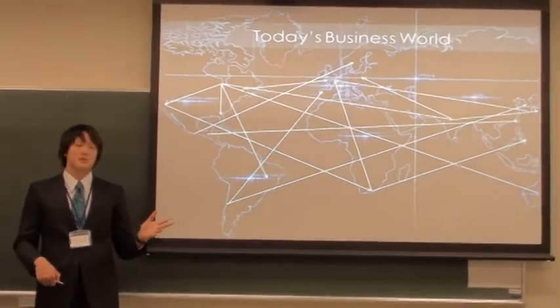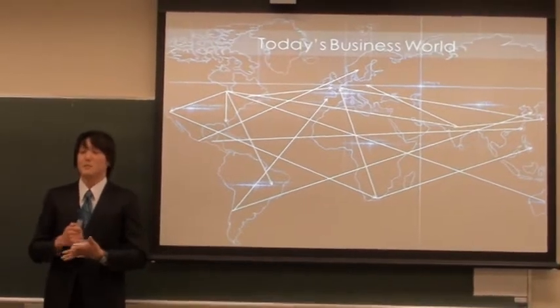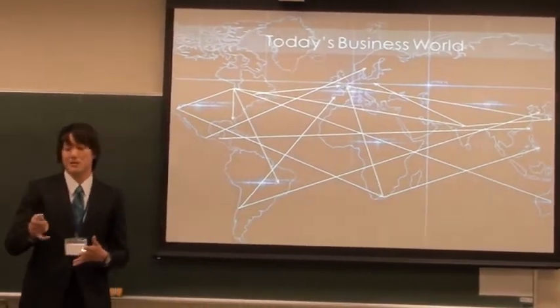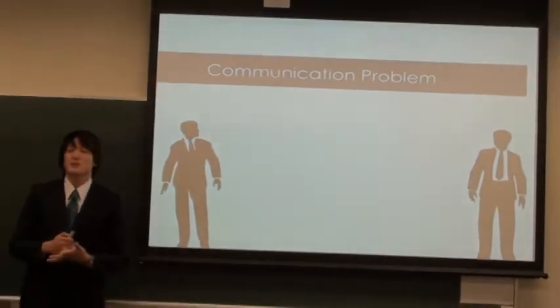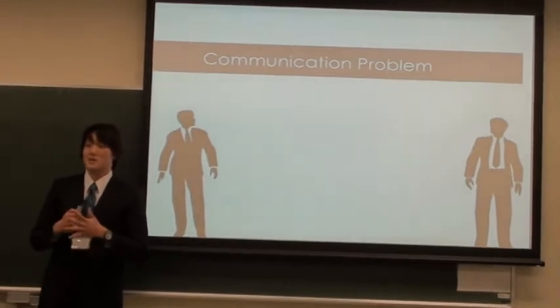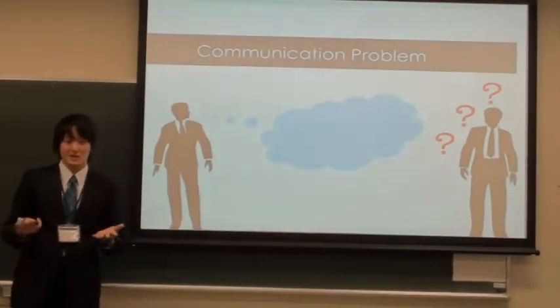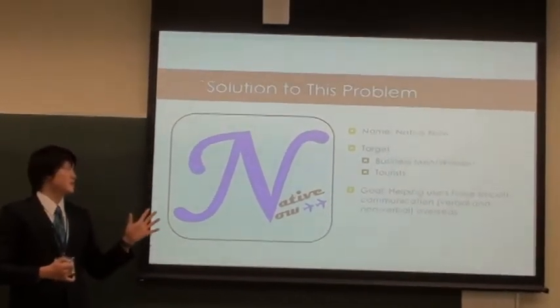So this is our business world today. As you can see, countries are really intertwined in our business world today. And because our countries are so intertwined, one problem can occur, which is communication problems. This is really crucial because when we are doing business, we need to get the message across. And if this occurs, we can't get a steady deal. In order to solve this problem, we have our application here, which is called Native Now.